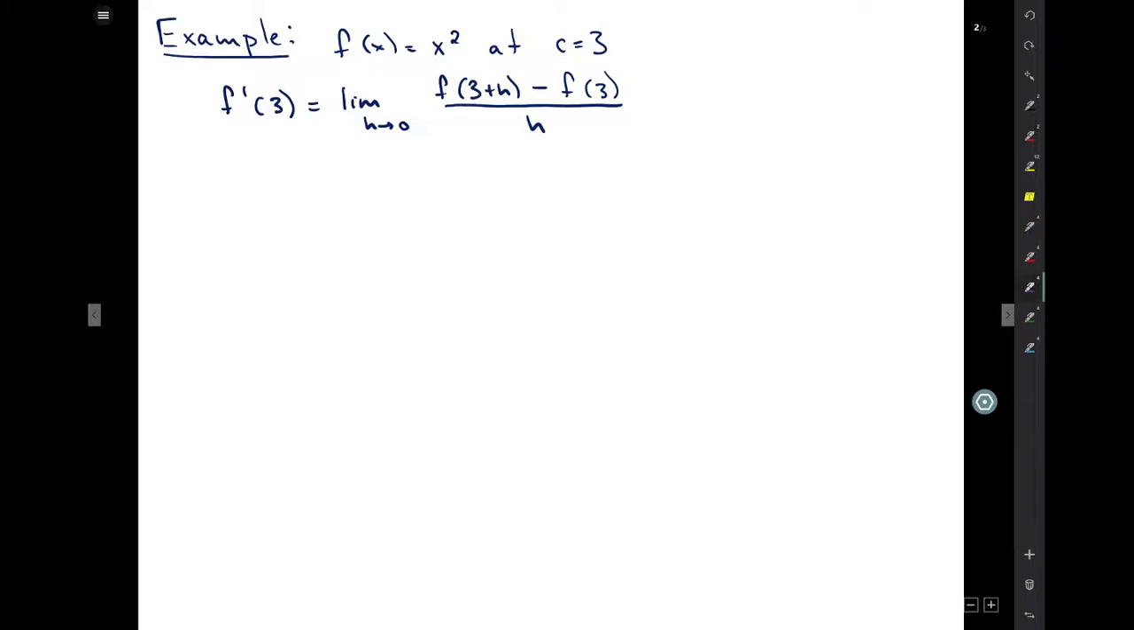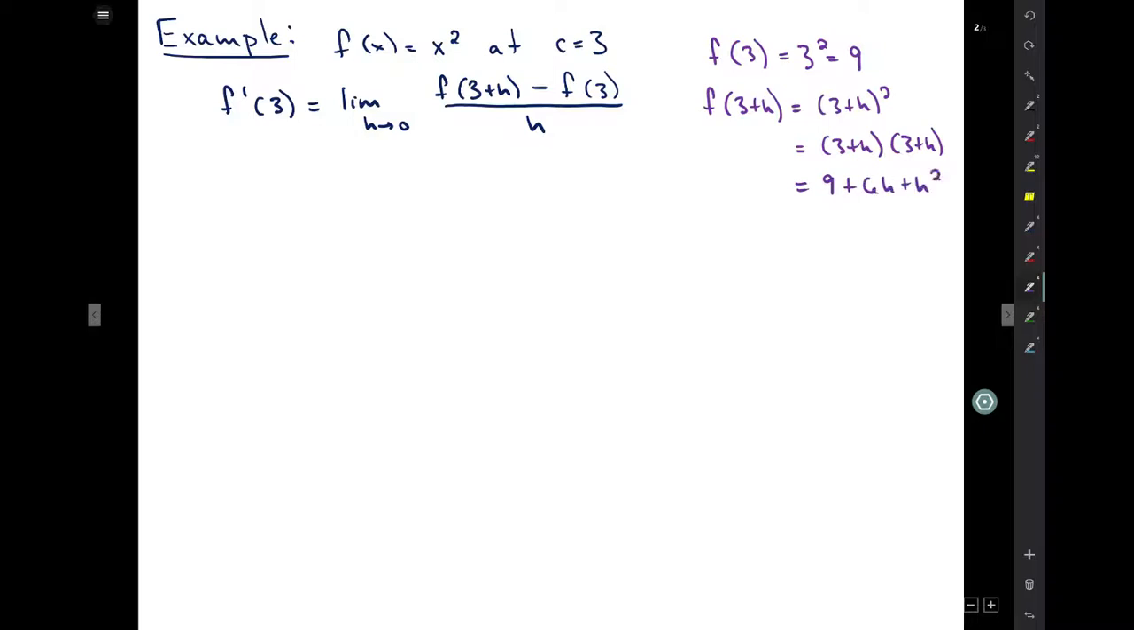And so let's take a moment to evaluate what is f of 3. Well, f of 3 is just going to be 3 squared, which is 9. And let's take another moment to evaluate what is f of 3 plus h. Well, that is going to be (3 plus h) squared, which is (3 plus h) times (3 plus h). And so that is 9 plus 6h plus h squared.